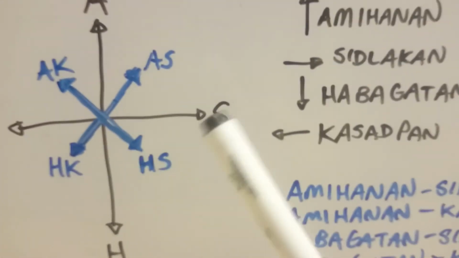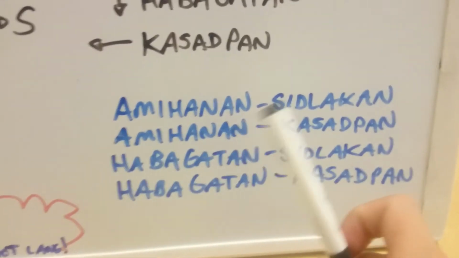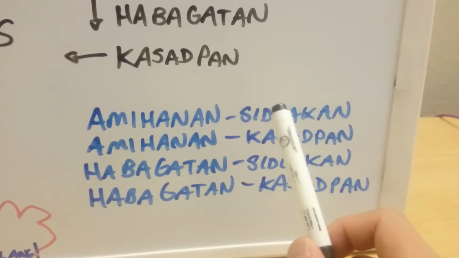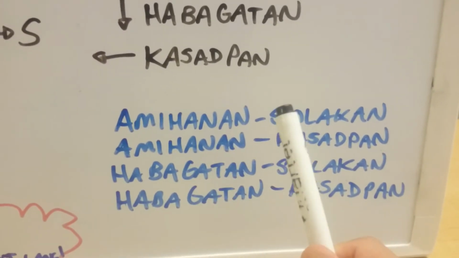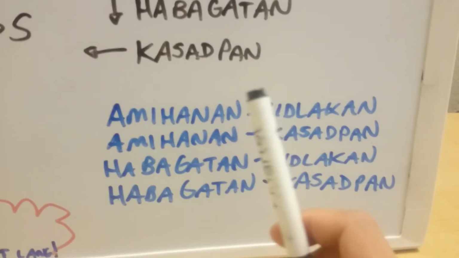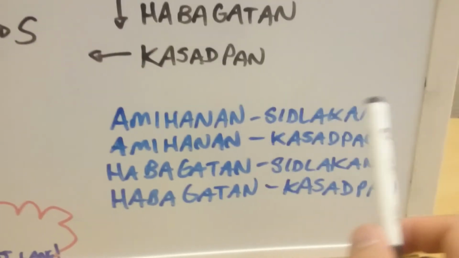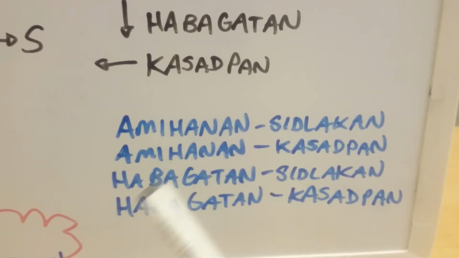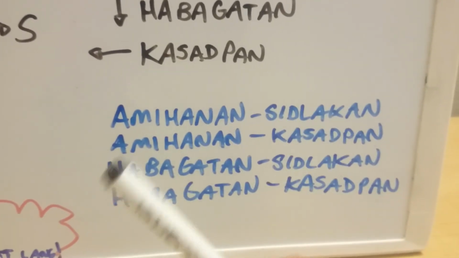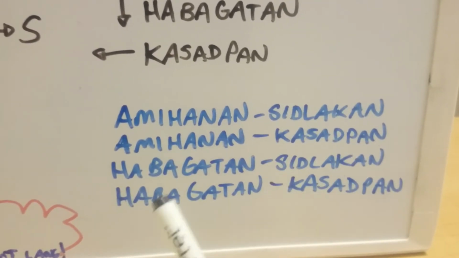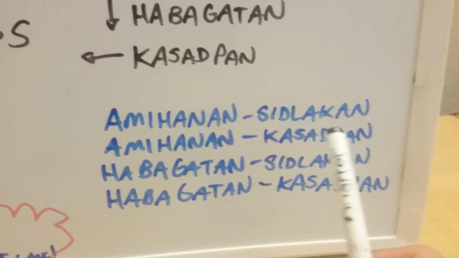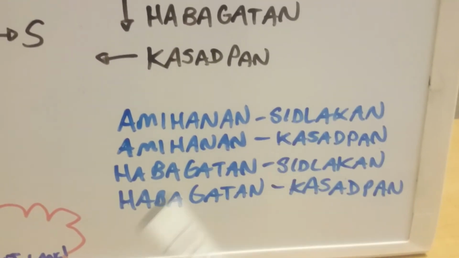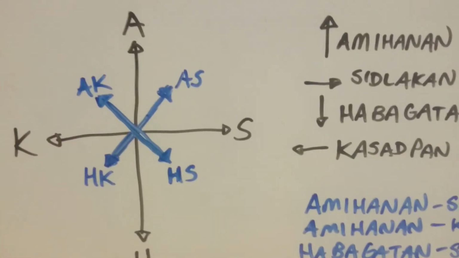Then obviously we have the diagonal ones, right? Diagonal directions. So northeast, Amihanan, Sidlakan, right? Sa banda ang imong balay. Oh, sa may Amihanan, Sidlakan banda. Dito lang sa pikas diha. It's like, all right, cool. Where's your house? Oh, it's over there in the northeast area, just over there. So Amihanan, Kasadpan, Habagatan, Sidlakan. These are just your cardinal directions in Cebuano.